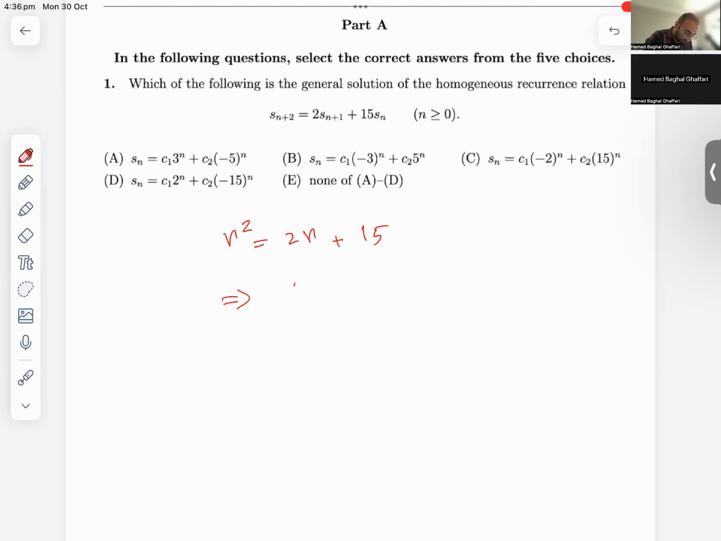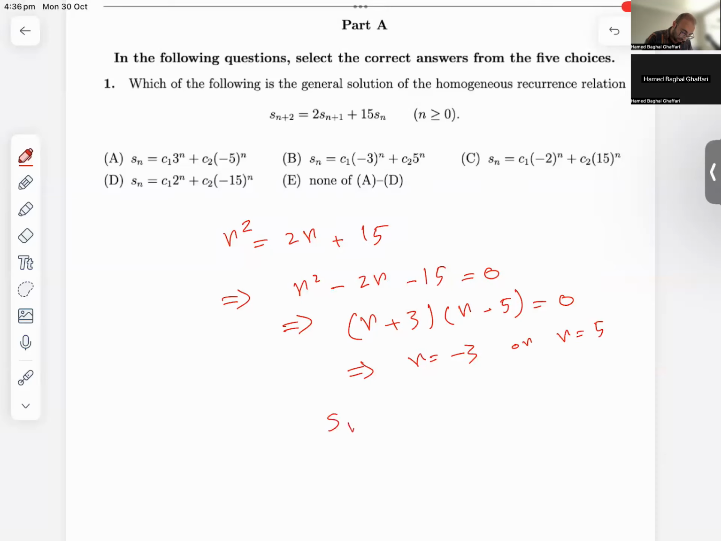And from here, if we get everything on the left-hand side, we see that r squared minus 2r minus 15 equals 0. So if we decompose this quadratic polynomial, we will have (r plus 3)(r minus 5) equal 0. From here, r is minus 3 or r is 5, 2 roots.